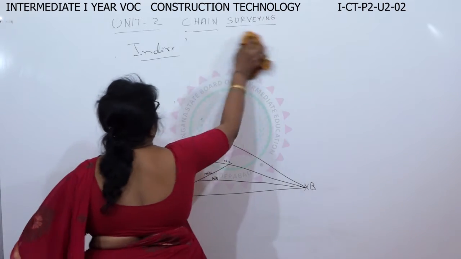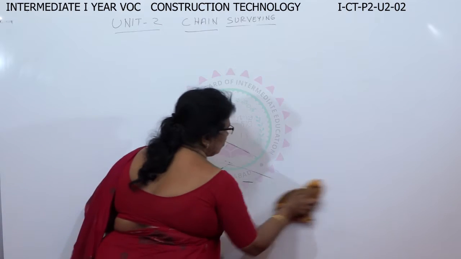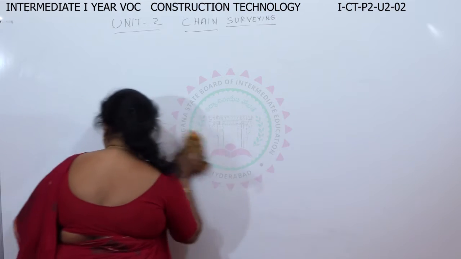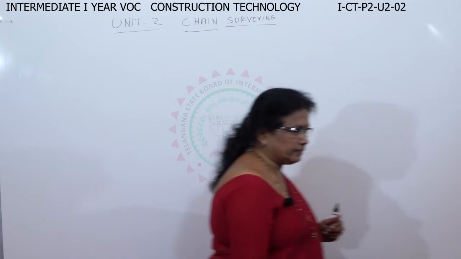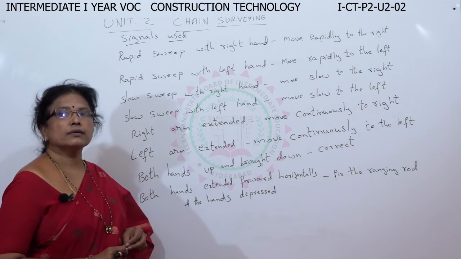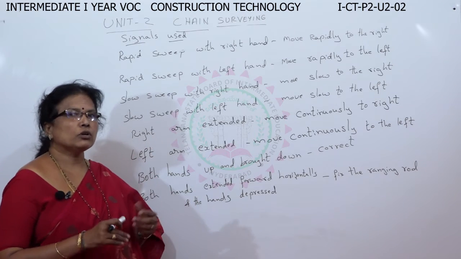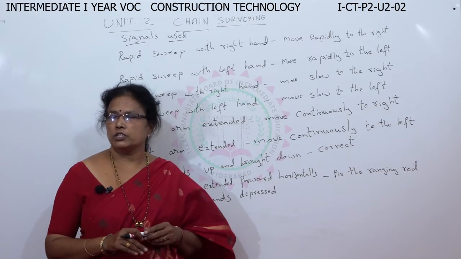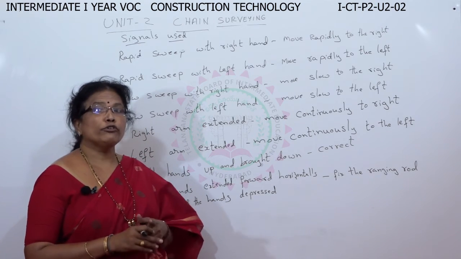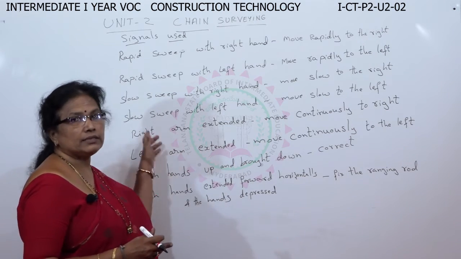Next, coming to the signals. As I told, we should not shout in the ground. We should just follow the signals in the field. Shouting causes disturbances, and even if you shout, the persons could not hear. You just have to follow a few signals. Let us see the signals.